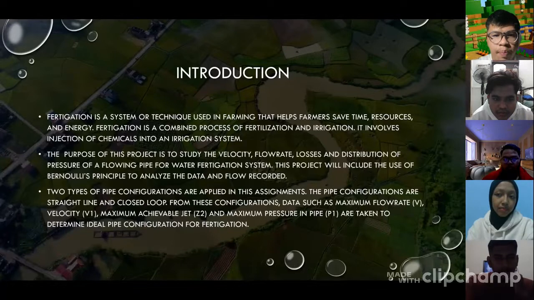Two types of pipe configurations are applied in these assignments. The pipe configurations are straight line and closed loop. From these configurations, data such as maximum flow rate, velocity, maximum achievable jet, and maximum pressure in pipe are taken to determine ideal pipe configuration for fertigation.